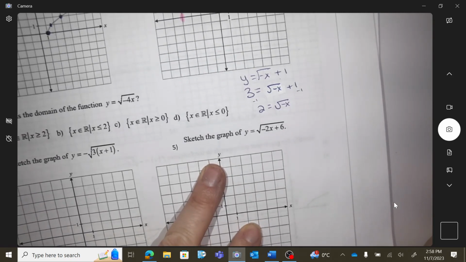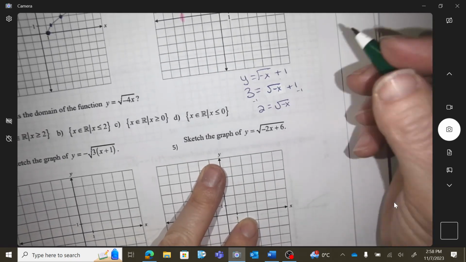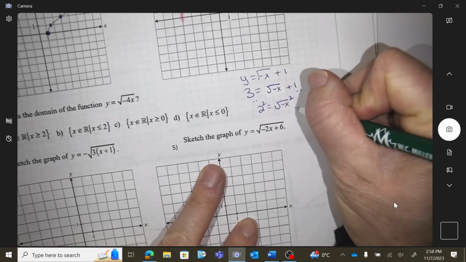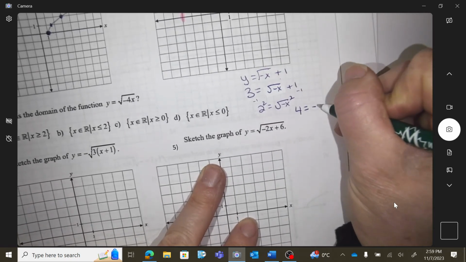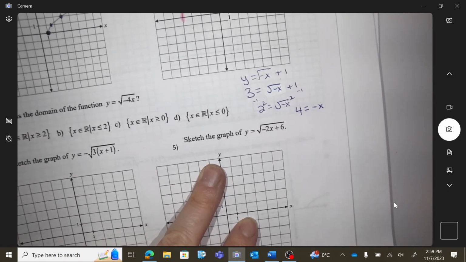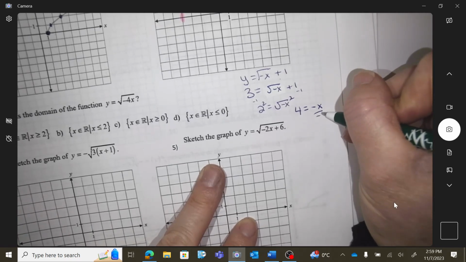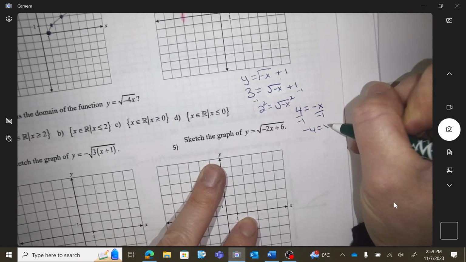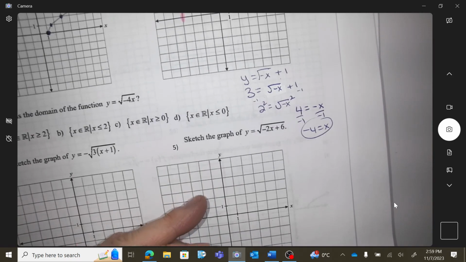Okay, so here I am trying to solve with algebra. So now I'm going to square. So 4 equals negative x. And then I'm going to divide by negative 1. So negative 4 equals x, which matched our graph.